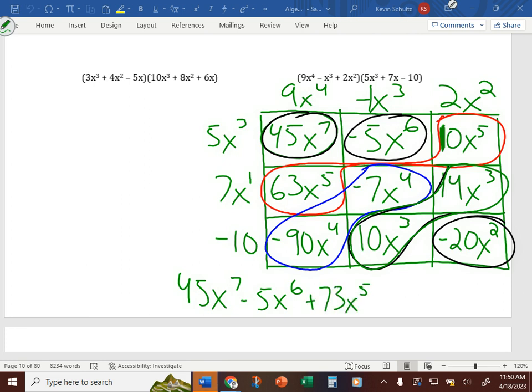I'm still going to run out of room. How many x to the 4ths do we have? Pay attention to those signs. We have a negative 7, and then we subtract 90 more. Negative 97x to the 4th. How many x cubes do we have? 24 of them. Positive 10, positive 14 is 24x cubed. And then just squeeze it in here. Our negative 20x squared, which can't be combined with anything else. Wow.